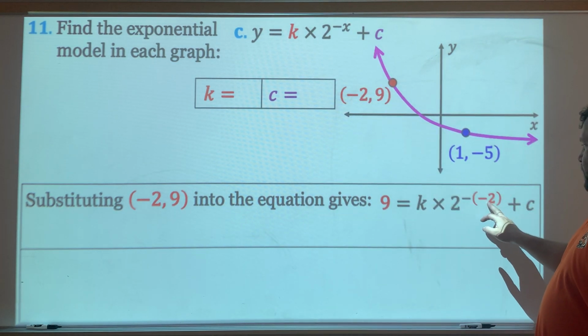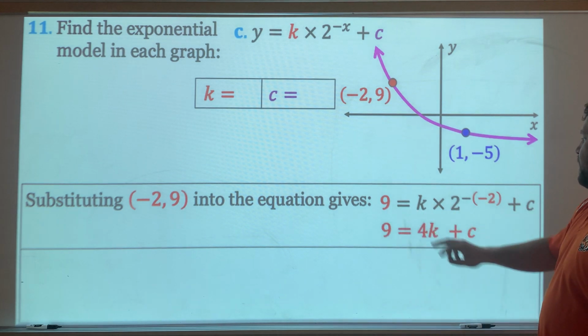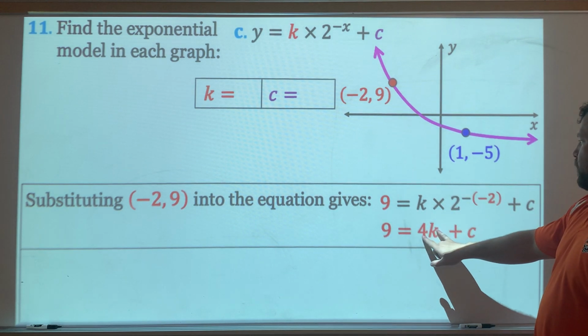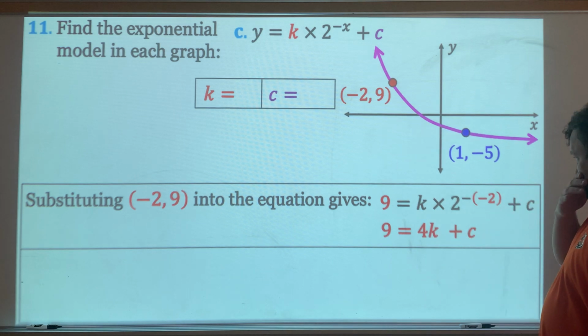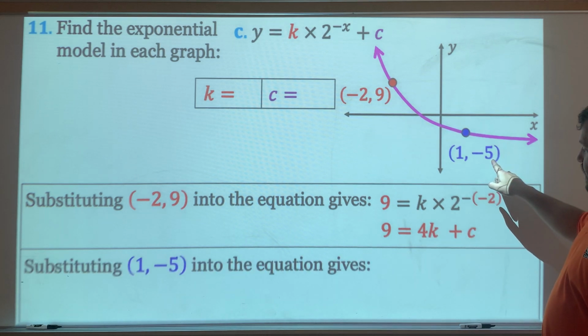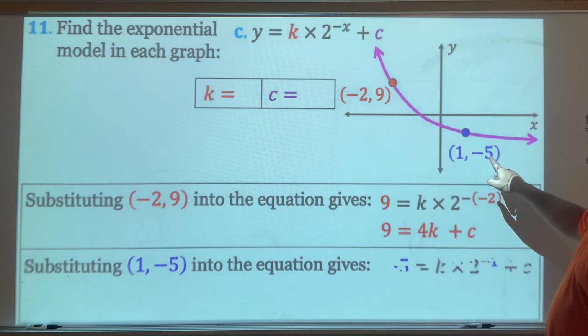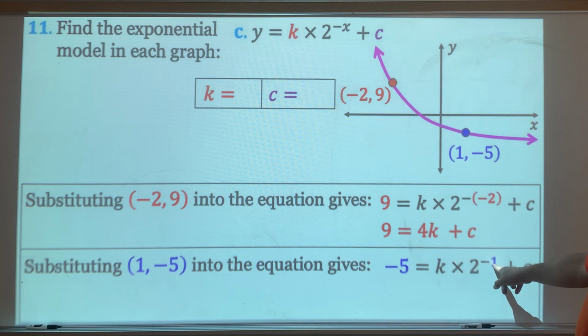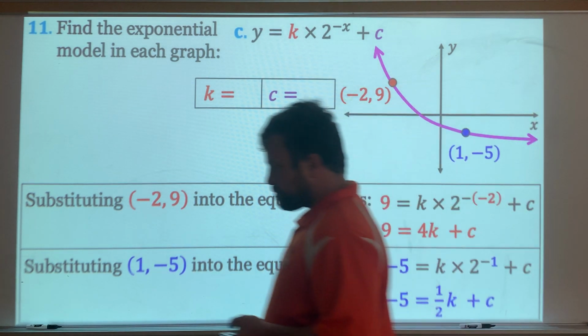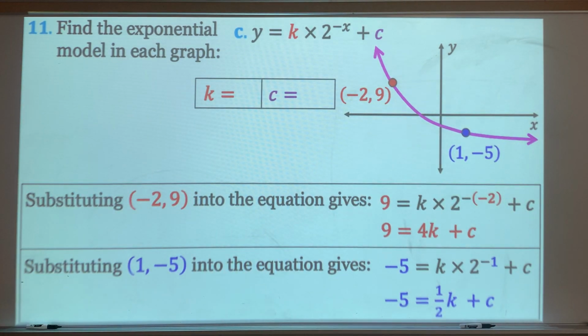2 to the negative 2 is 2 squared. 9 equals 2 squared is 4, 4k plus c. Negative 5 equals, so we're using 1, negative 5. Negative 5 equals k times 2 to the negative 1 plus c. So 2 to the negative 1 is 1/2. Negative 5 equals 1/2 k plus c. All right. Now we're going to take these two bits of information and we're going to plug them into our calculator.